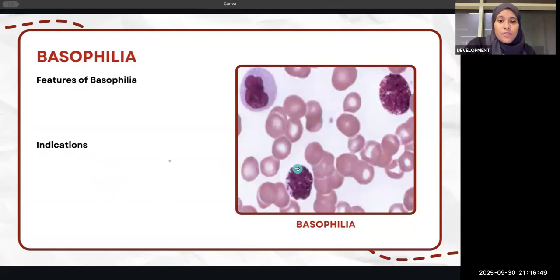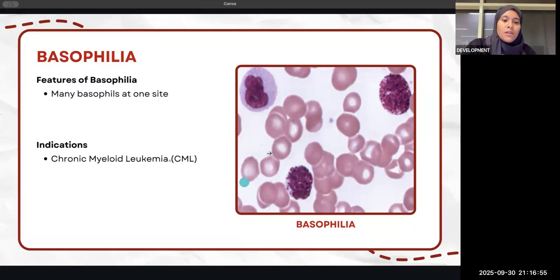Basophilia. This is very important. It comes a lot in every single exam. Basophilia: chronic myeloid leukemia, CML. Always in every single exam. It always comes.